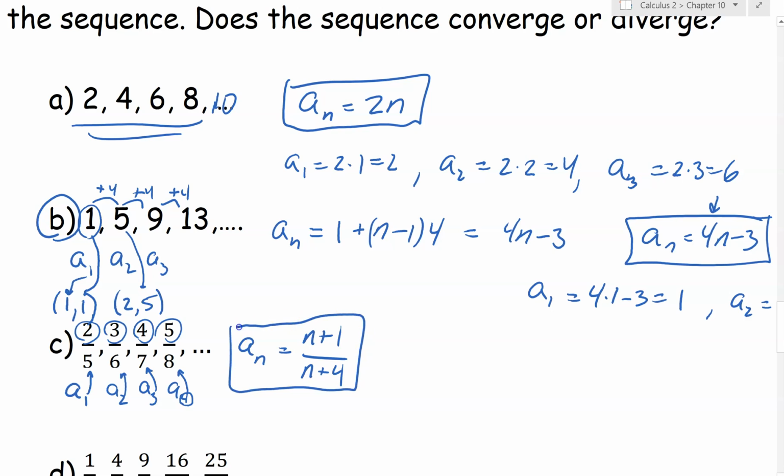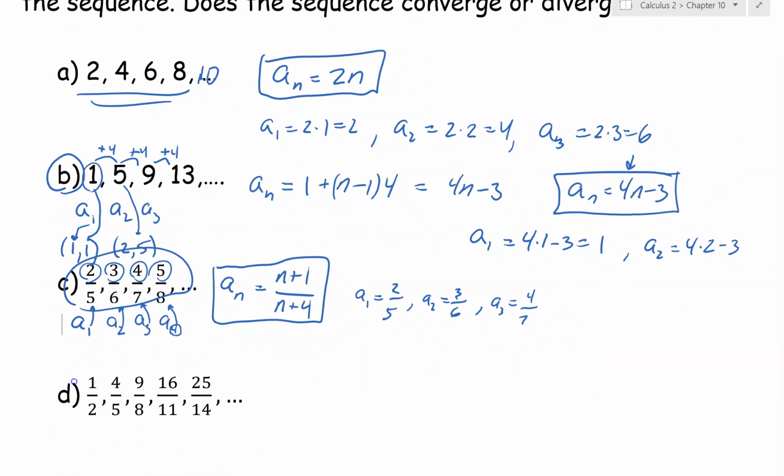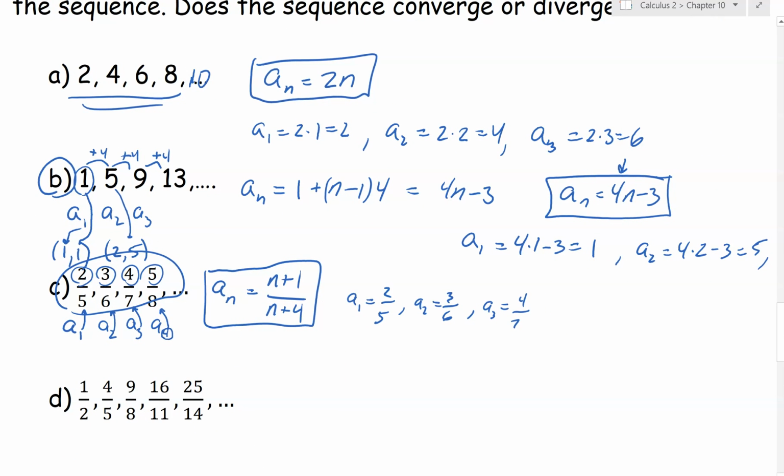So this is our term generating formula, a sub n. Again, you can test it out. If you plug in 1, you get 2 over 5. If you plug in 2 for n, you get 3 over 6, which is 1/2. If you plug in 3, you get 4 on top and 7 in the bottom. So they seem to be matching the sequence that was given. Okay, so each one of these is kind of like a puzzle. There's not a set way on how to do any one of these. You're just trying to look for a pattern and then determine a way to write this as a formula.